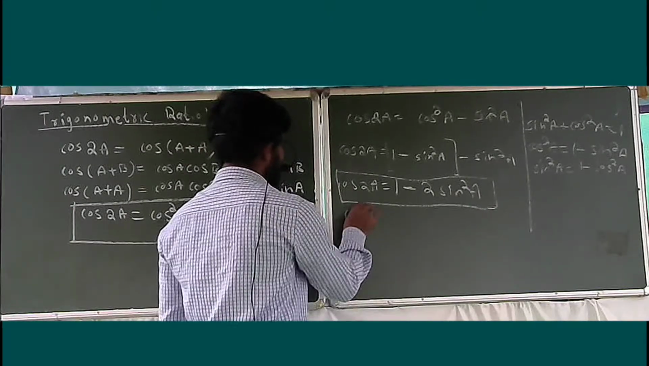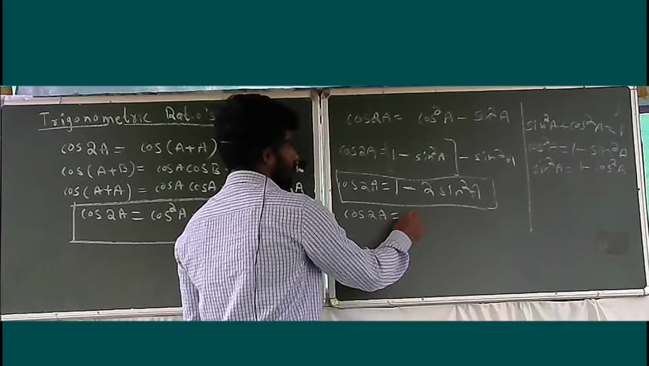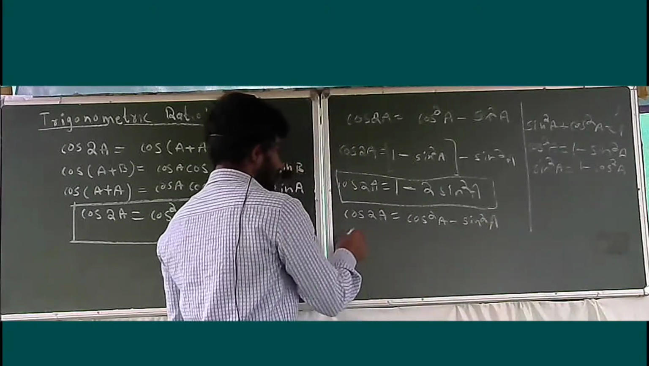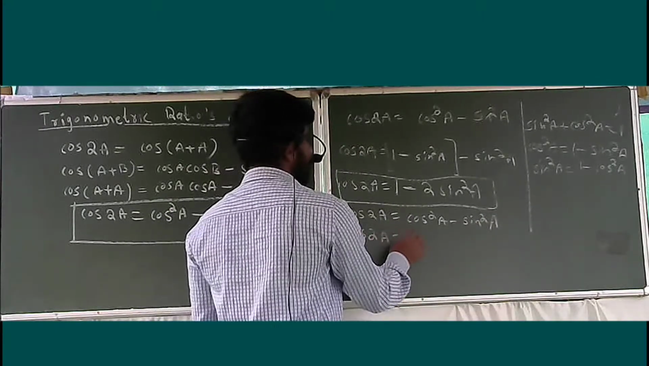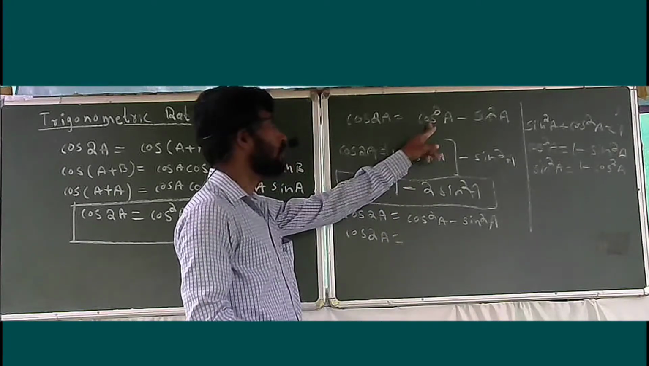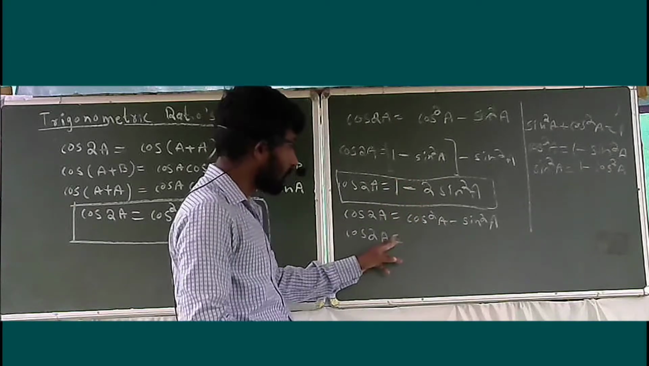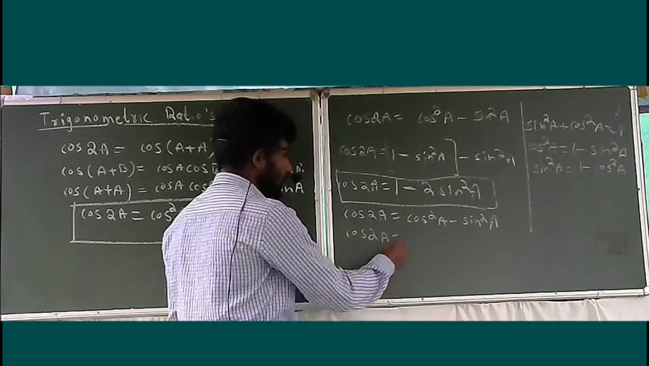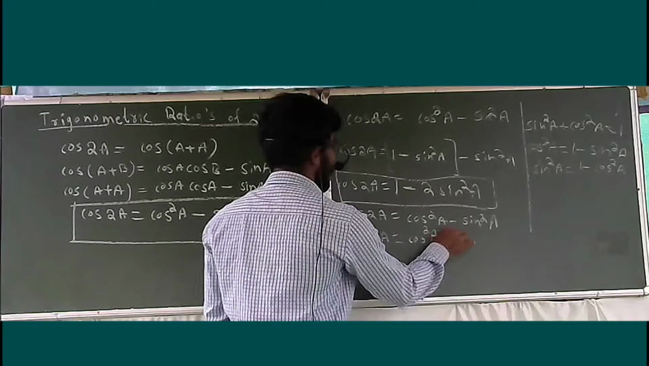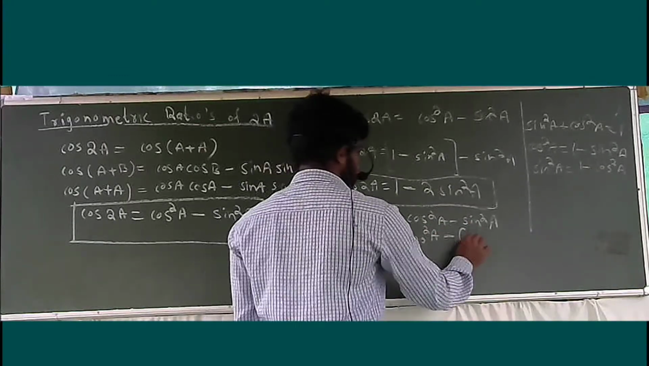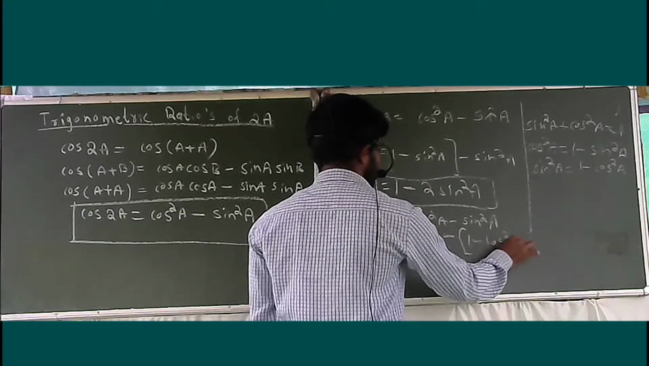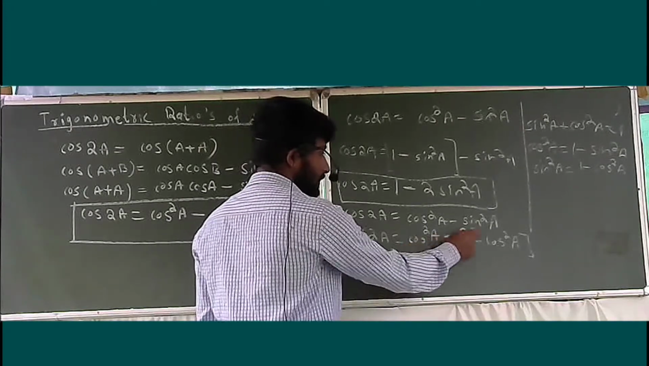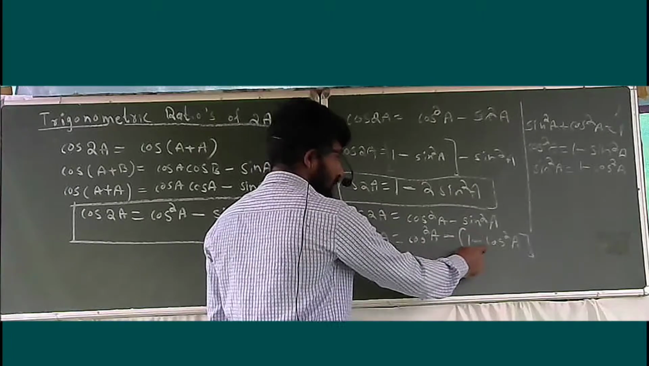Again consider that formula, cos 2A is equal to cos square A minus sin square A. In the previous formula we substituted cos square A equal to 1 minus sin square A. In this formula I am substituting sin square A equal to 1 minus cos square A. So cos 2A is equal to cos square A minus, in brackets, 1 minus cos square A, which is minus into minus plus, cos square A plus cos square A.